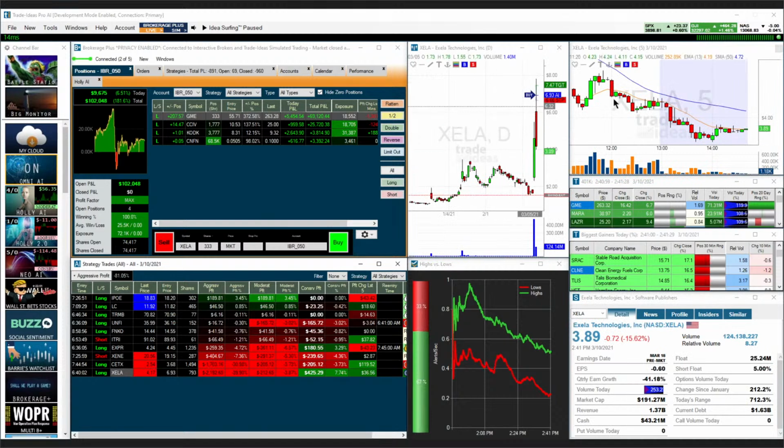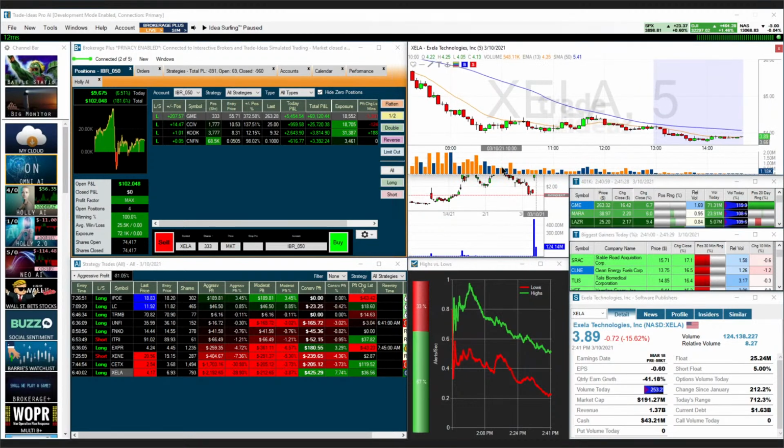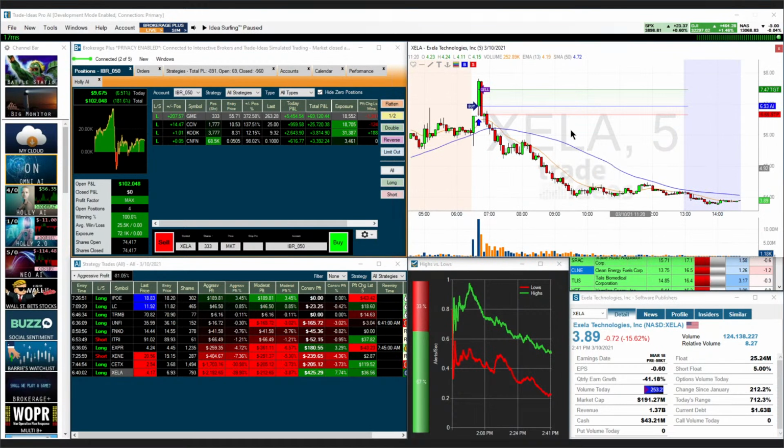Okay, here we go. Let me jump in here real quick and make this a little bit bigger. So there was a buy signal in XELA, at 6:40, 10 minutes after the open. And at 10 minutes after the open, it kind of looked like it was going to go. I mean, this is exactly what you want to see.